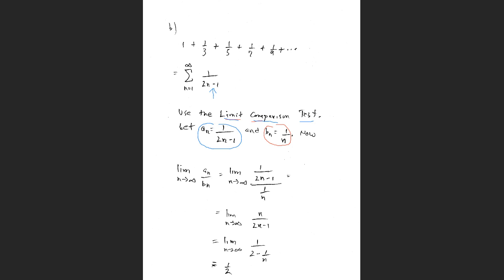Now, why am I picking 1 over n? What am I comparing this series to? What kind of series am I trying to relate it to? That's right, Sophie, the harmonic series. And the harmonic series is this series. So, that being said, we'll do the limit of the ratio of a sub n over b sub n, and we end up getting a half.